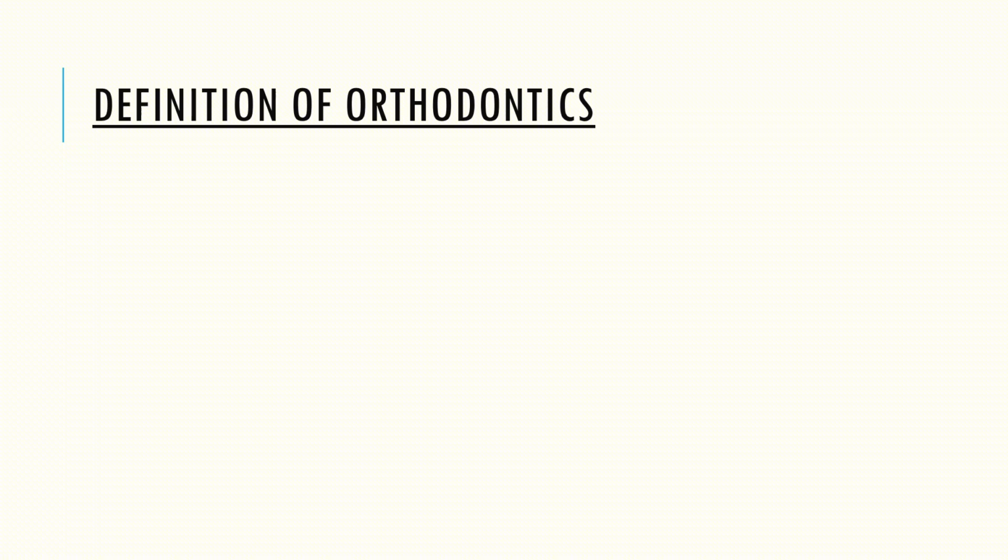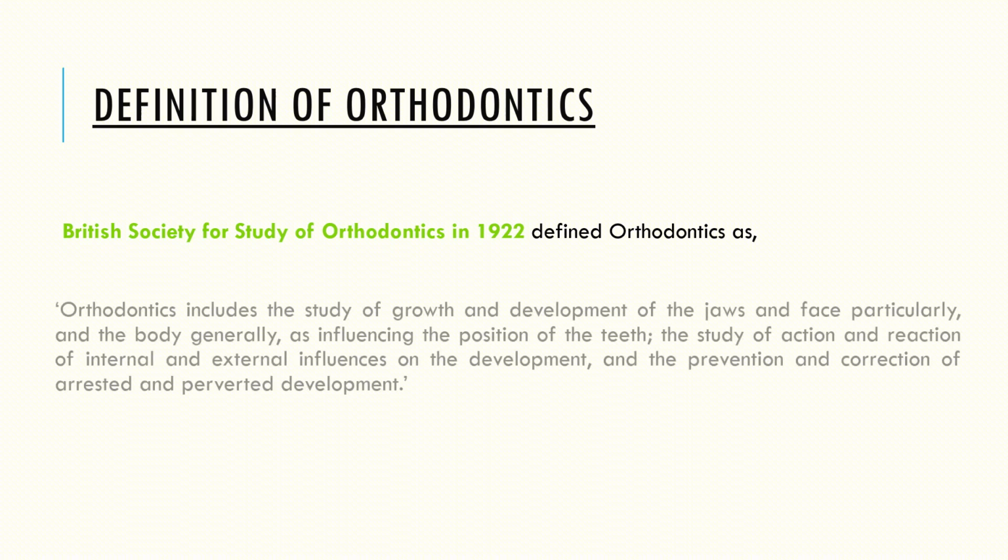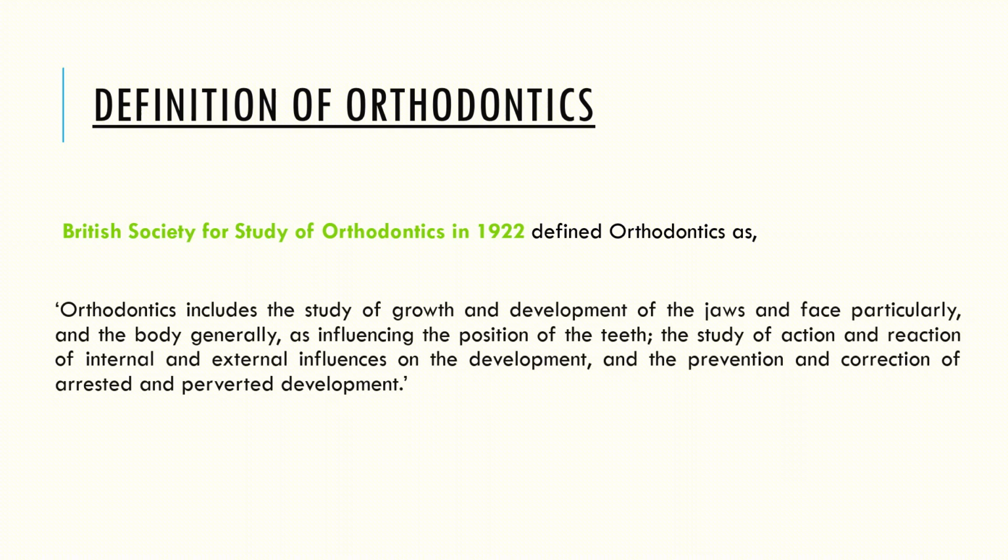There are many definitions of orthodontics, but the most accepted definition was given in 1922 by the British Society for the Study of Orthodontics, also known as BSSO. It says orthodontics includes the study of growth and development of the teeth, of the jaws and the face particularly, and the body generally, as influencing the position of the teeth.